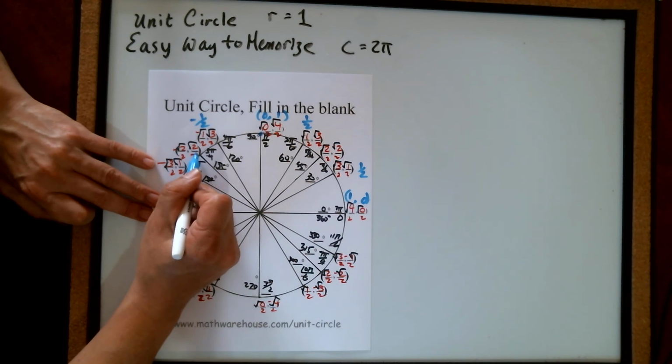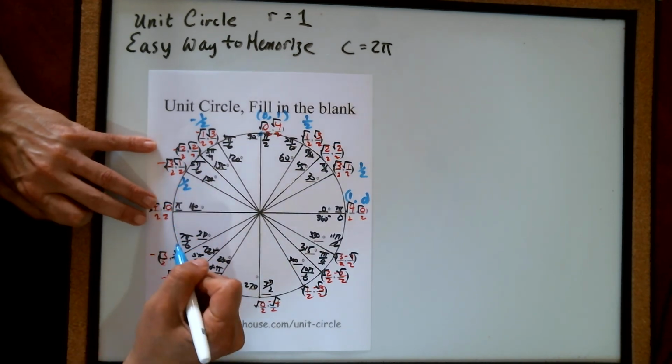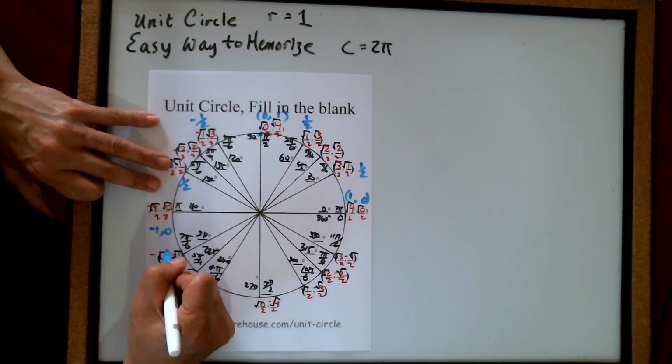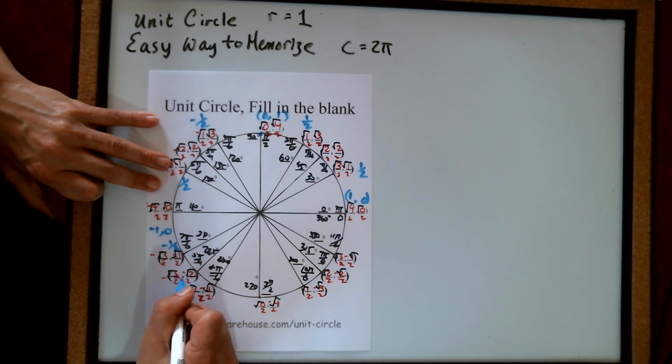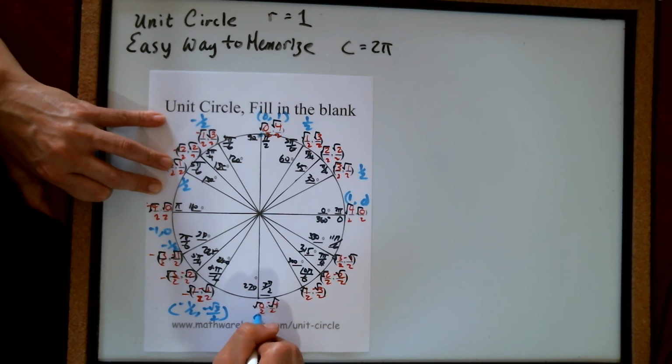Square root of 2 over 2, square root of 2 over 2. This one can be simplified. That's going to be 1/2 right there. That's going to be negative 1 comma 0. That's going to be negative 1/2. You can't simplify this. This is going to be negative 1/2 in the x direction. And there's your coordinate for that one. It's going to be 0, negative 1.